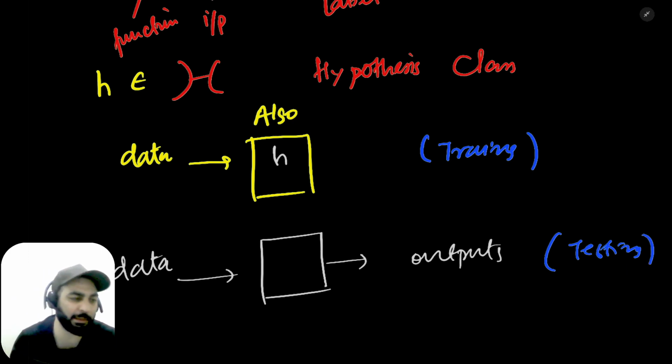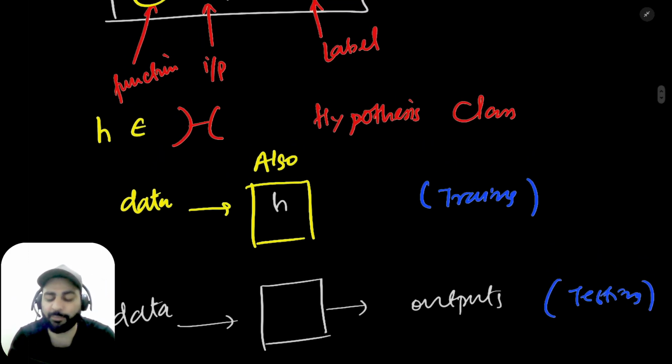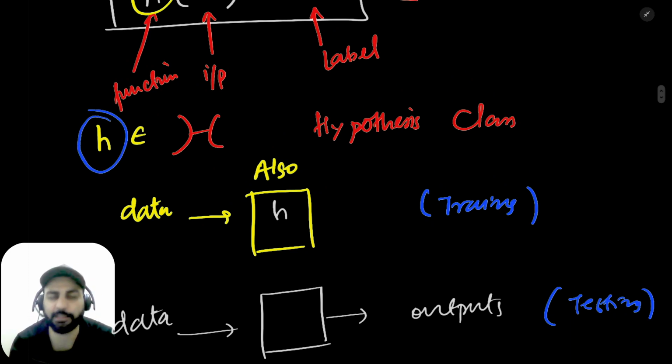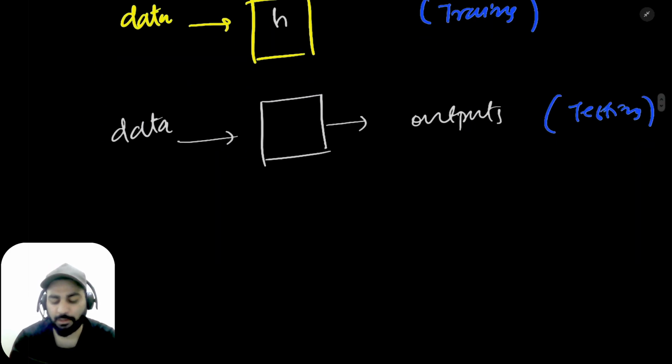So I think this setup is clear. The only point here is that we want to find this h. That is the whole job, and we want to do that job by some algorithms. Is it clear? Yes, sir. Now we want to have some guiding principles for how to find this h.